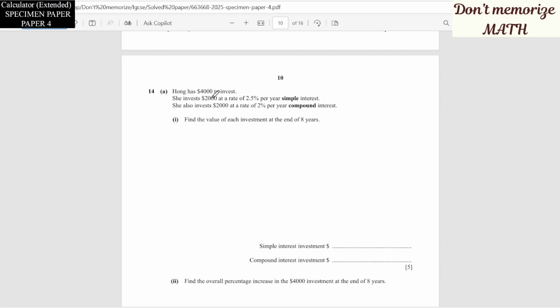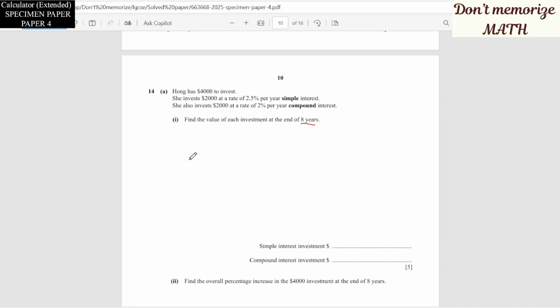Hong has $4,000 to invest. She invests $2,000 at a rate of 2.5% per year in simple interest, and she also invests $2,000 at a rate of 2% per year compound interest. Find the value of each investment at the end of 8 years.